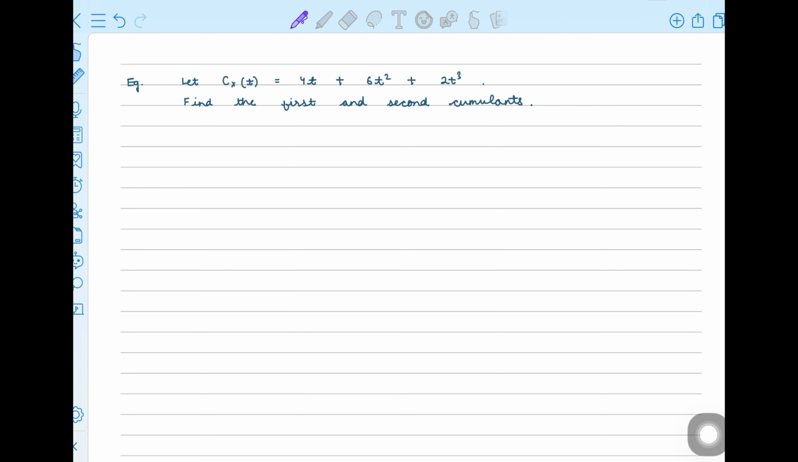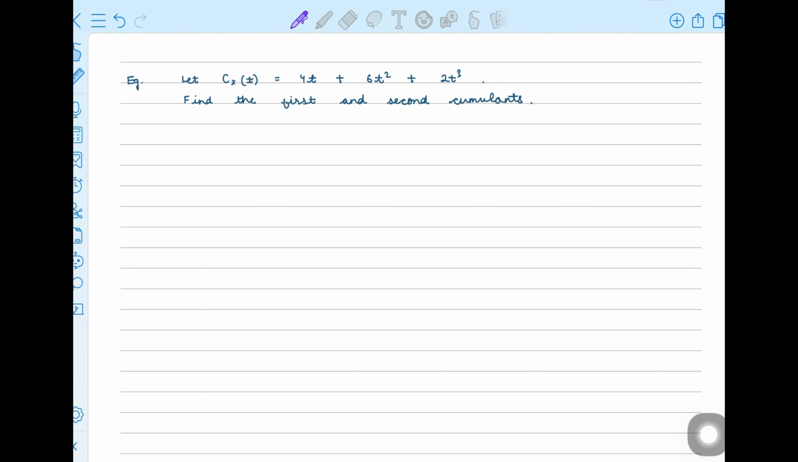Let's look at an example for this. The CGF is given by 4t plus 6t squared plus 2t cubed. Find the first and the second cumulants. As we know, the first cumulant is given by taking the first derivative of the CGF and putting t equal to 0. For the second cumulant, we take the second derivative and then put t equal to 0.